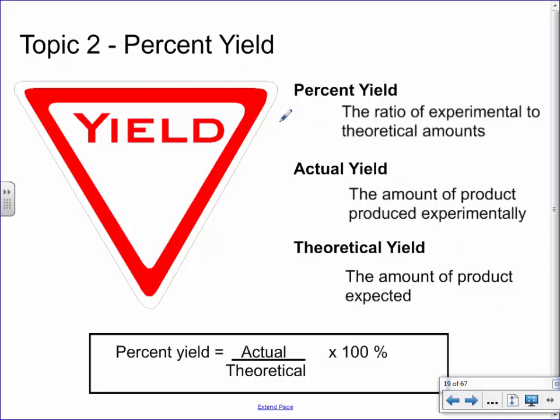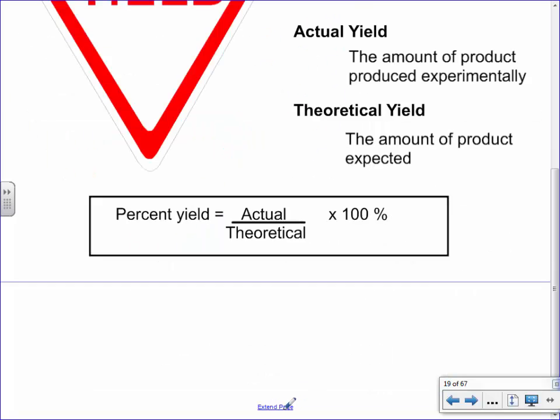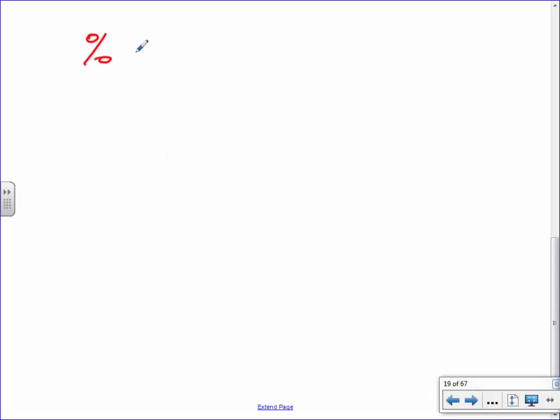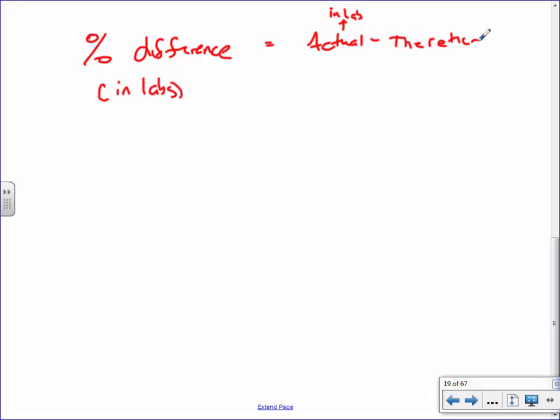It's called percent yield, and I want to start off by making sure you guys know the difference between percent yield and percent difference. Okay, there are two different formulas. I'm going to extend my page here. We've already shown you guys how to do a percent difference, and I often do this in labs. Percent difference is where you take what you actually got in the lab, you subtract what it theoretically should have been, you divide by what it theoretically should have been, and you times by 100.